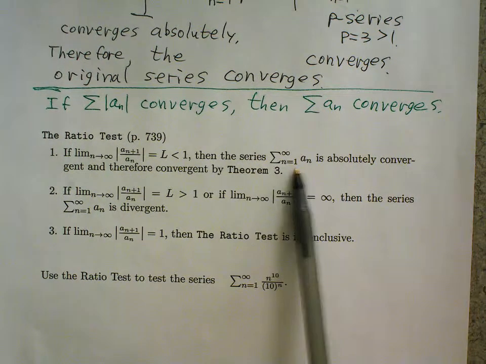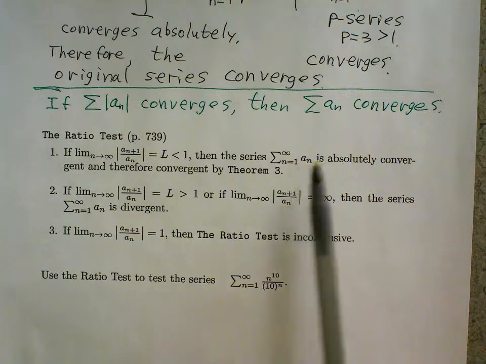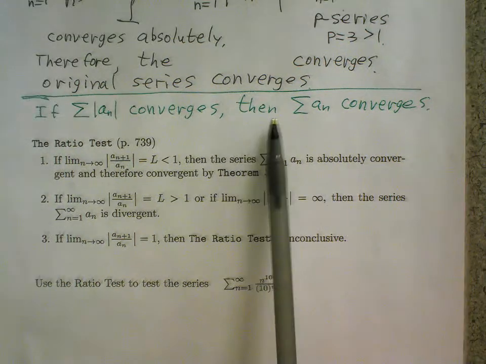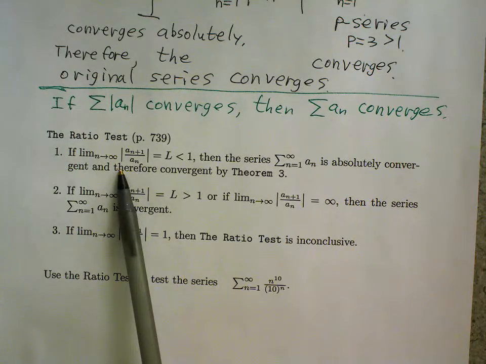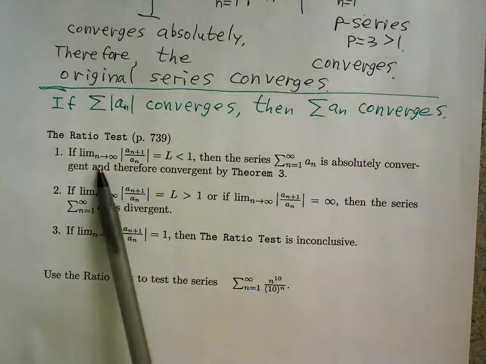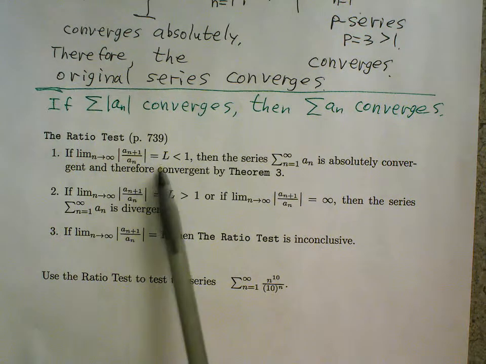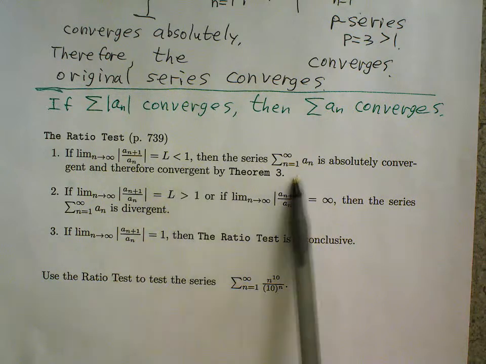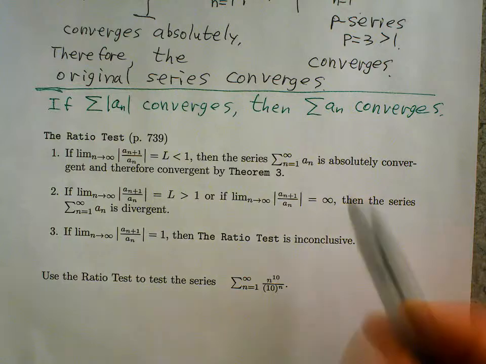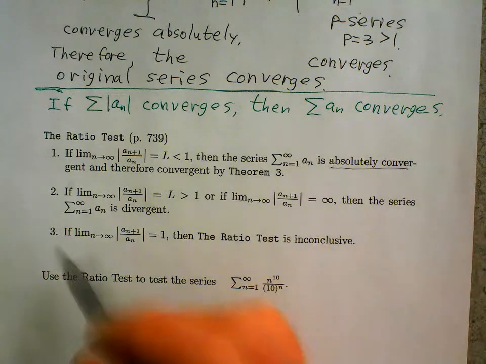So if we have a series, the terms in the series are from the a sub n sequence. If the limit of the absolute value of a sub n plus 1 over a sub n as n approaches infinity is equal to a number L that's less than 1, then the infinite series of the a sub n terms is absolutely convergent. And if it's absolutely convergent, then it's also convergent.